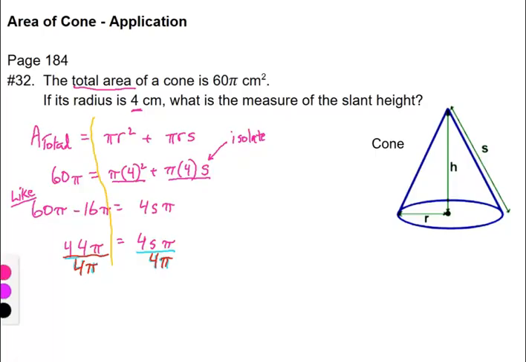The left side is going to reduce, and it's going to become simply 11. And the right side, we cancel off the pi's, we cancel out the 4's, and we're going to get s. So our side length is equal to 11. Okay, so the side is 11 centimeters.